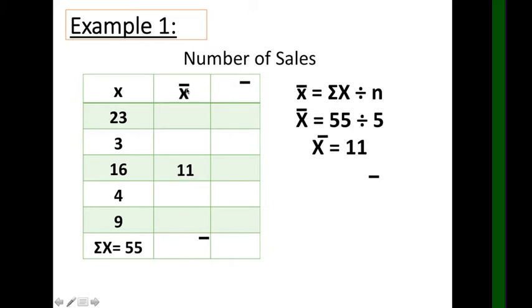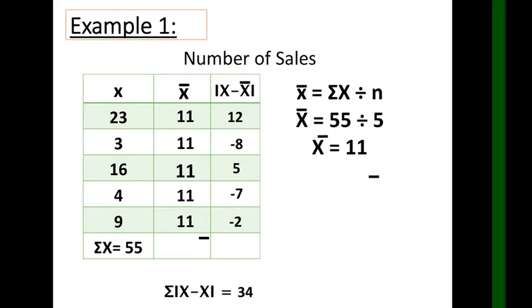And then we will put it all in the column. And then we have this formula, absolute value of x minus the mean. So 23 minus the mean is 12. 3 minus the mean is negative 8. 16 minus the mean is 5. 4 minus the mean is negative 7. And 9 minus the mean is negative 2.